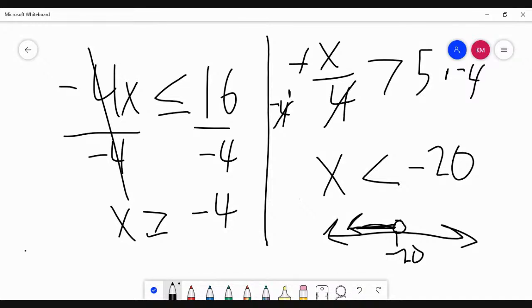And if I draw my number line, and put a negative 4, I shade in my circle. X is greater than, so we're going to the right, shading to the right, and I make my arrow. Any questions on solving inequalities for multiplication and division?